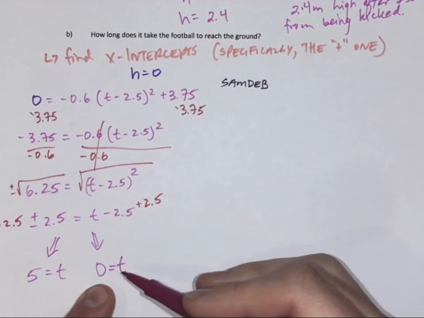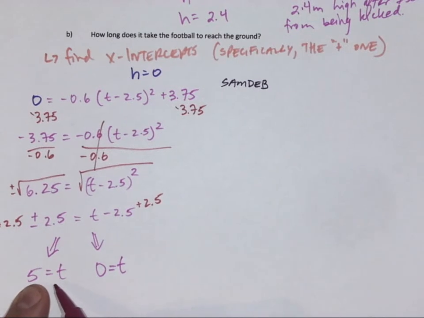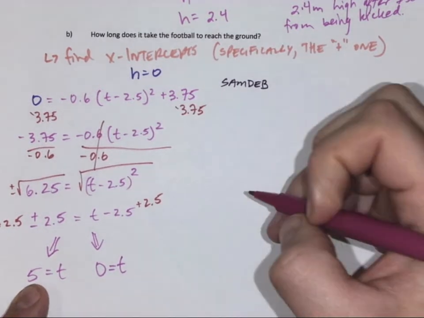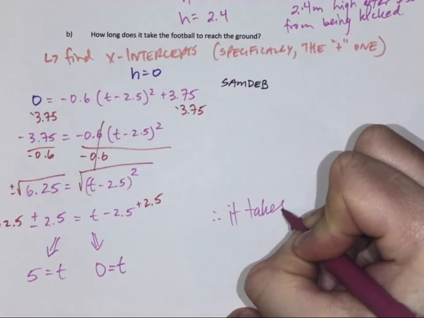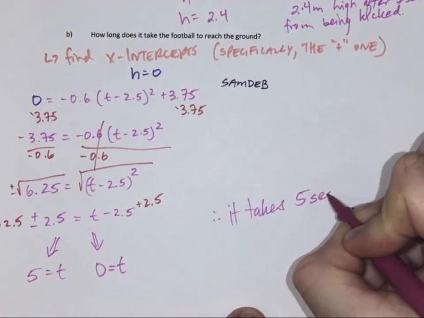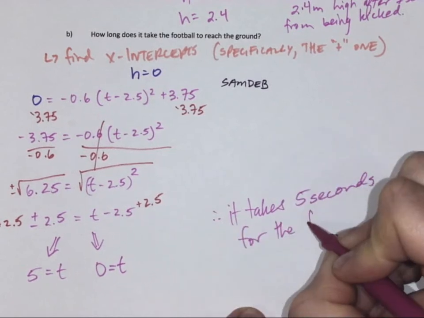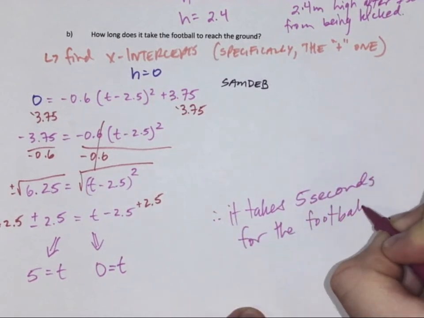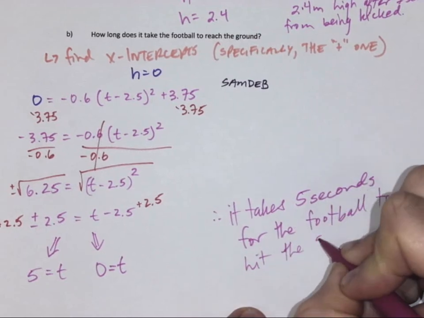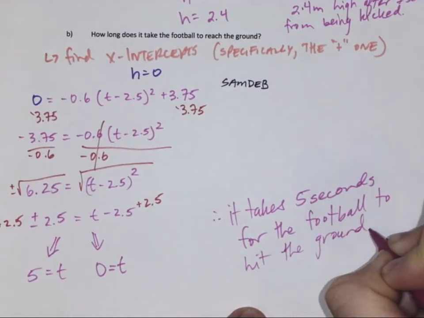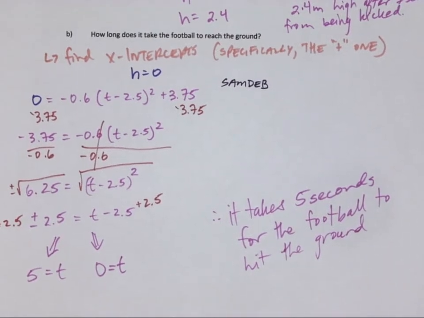So the height is 0 when the time is 0. The height is also 0 after 5 seconds. Therefore, it takes 5 seconds for the football to hit the ground, or to come back down, or the football is in flight for 5 seconds, however you want to word it.